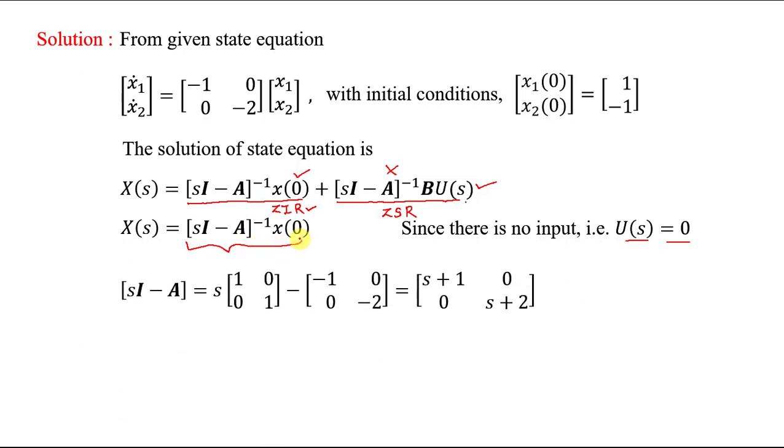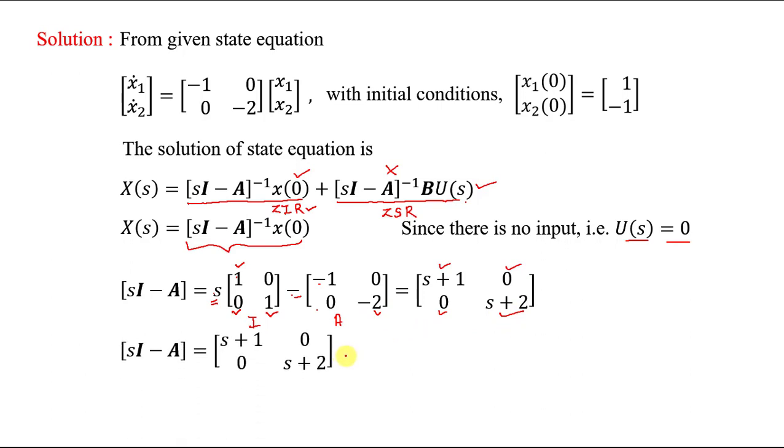First we will find the sI minus A matrix. Here we take the value of s, the identity matrix, and the value of matrix A. Simply s multiplied by 1 minus minus 1 gives s plus 1, then 0 minus 0 is 0, s multiplied by 0 minus 0 is again 0, and s multiplied by 1 plus 2 gives s plus 2. This is your sI minus A matrix.